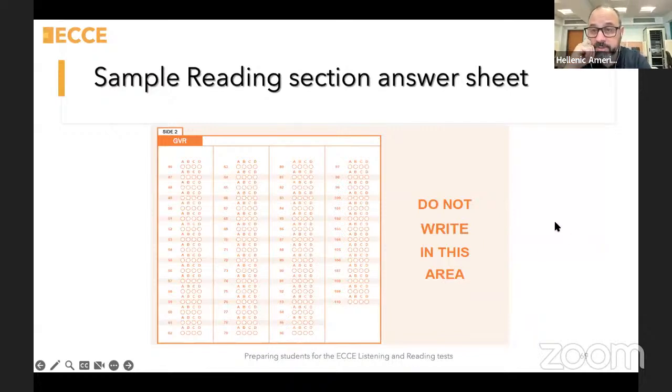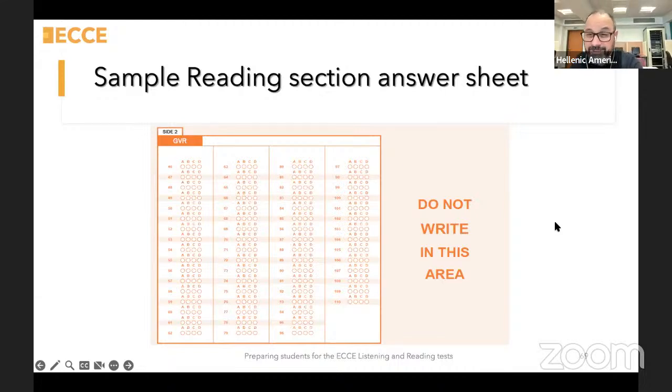That's the answer document. Once they've finished answering all the questions in the GVR, they just have to look at that particular document in front of them, and if they spot any questions without a recorded choice, they just have to mark one, even if they just have to follow their intuition.